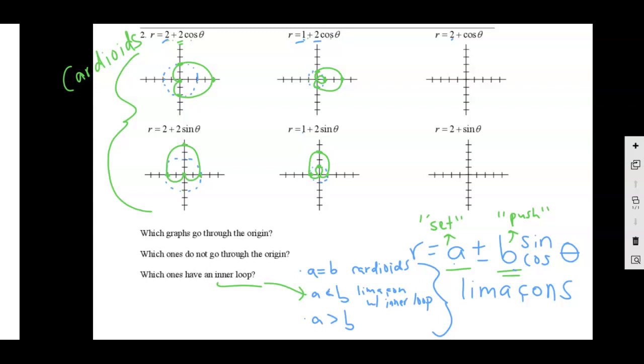Now let's look at the last scenario. Here I'm going to have 2 plus 1 cosine. Here that number is larger than the coefficient. Let's think about this. I'm going to set it out 2, so I'm going to start with this circle that's at 2. Oof, that was a really terrible circle. Oh well, let's pretend that's a circle. Now we're going to push in the positive cosine direction. That means we're going to push to the right, but we're only going to push 1.